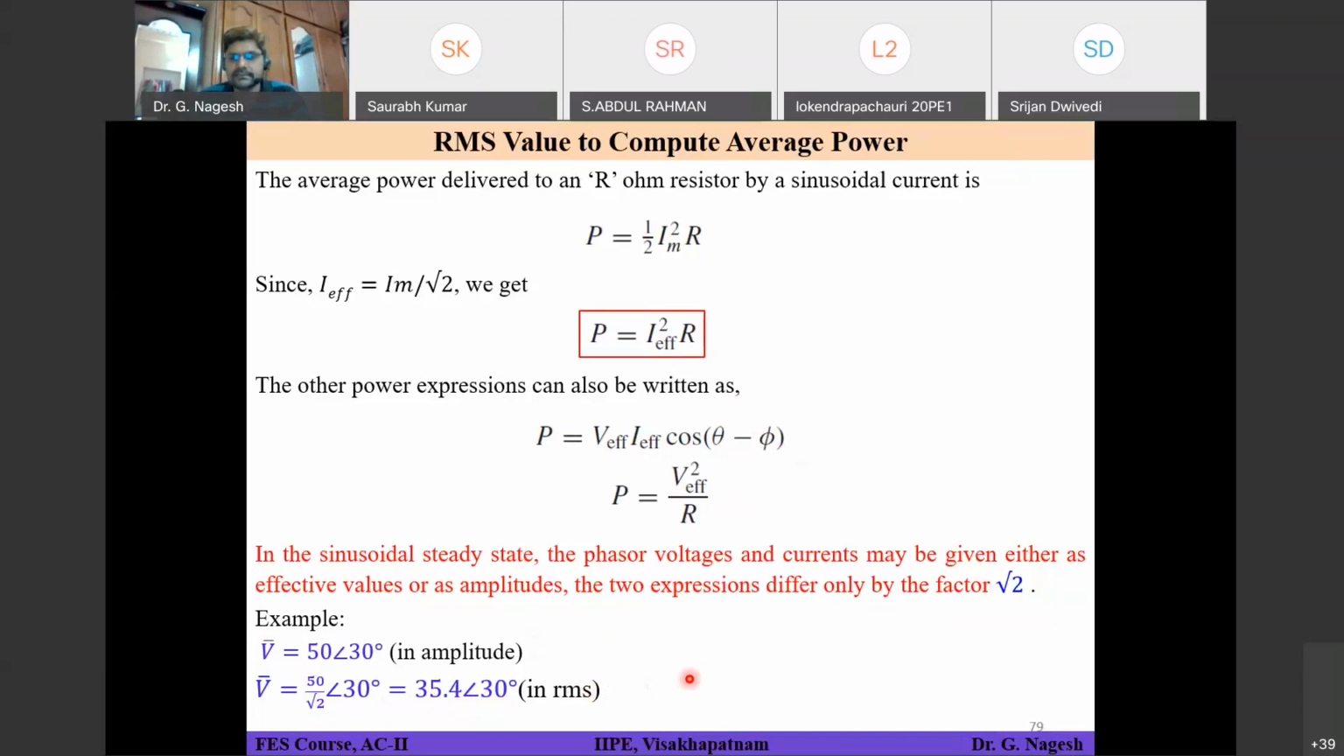Both are correct, but generally people will represent with RMS value. There is nothing wrong if you represent with maximum value or RMS value, but one should clearly specify whether they are representing in RMS or in amplitude. The general standard is everyone will represent in RMS. But in this course, if I am representing in RMS value, I will clearly specify, and if I am representing in maximum value also, I will clearly specify.